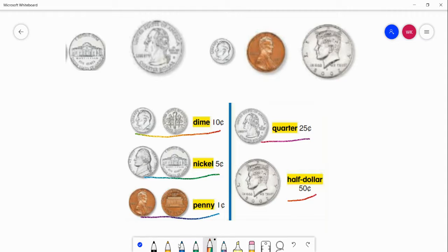So our first one is a nickel, and our nickel is 5 cents. And then our next picture is a picture of a quarter, and a quarter is 25 cents. Our next picture is a dime, which is worth 10 cents. Our next picture is a penny, which is worth 1 cent. And then our last one is a half dollar, which is worth 50 cents.